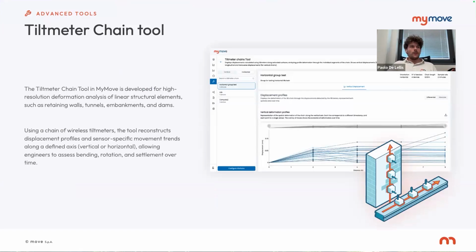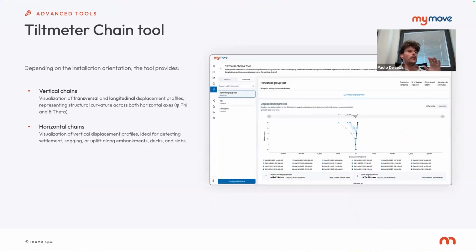Let's go into more detail with the tool. So I told you the tiltmeter chain tool allows you to create two different types of chain, a vertical chain or a horizontal chain. In the platform, you only have to decide the series and the chain of tiltmeters that you install on your vertical section or horizontal section. After this, you can create your group on the platform and automatically the tool starts to give you a displacement.